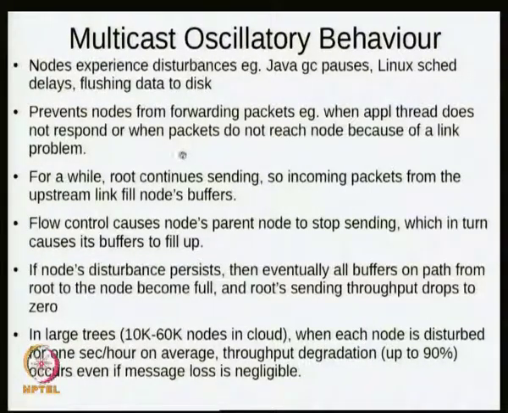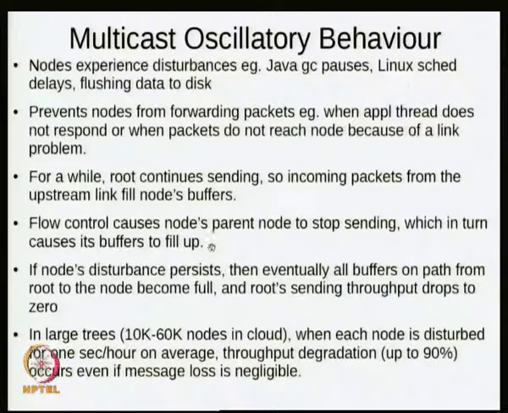So what is the issue here? Because the node is not forwarding packets downstream, but upstream something is still coming in. The root is still continuing to send, so I am still getting the packets. Finally, what happens is that if it is engineered well, I am going to send a response back saying, I am not able to send out something, but I am still getting too much stuff from my upstream guys. So I will tell the upstream guy, please stop sending it.